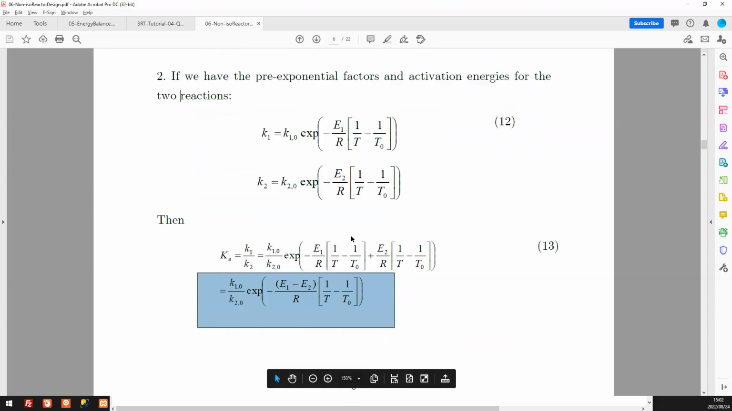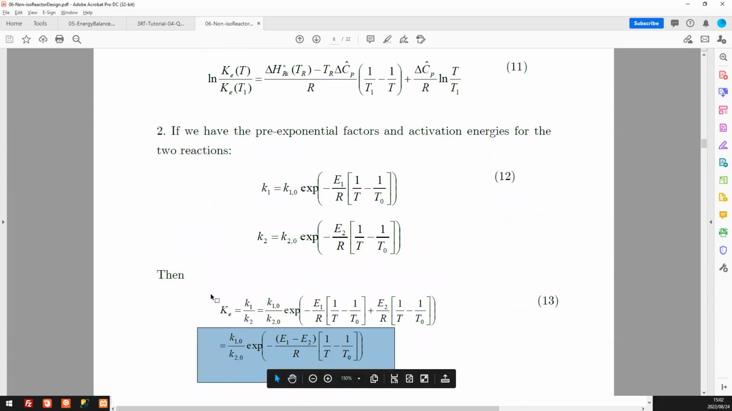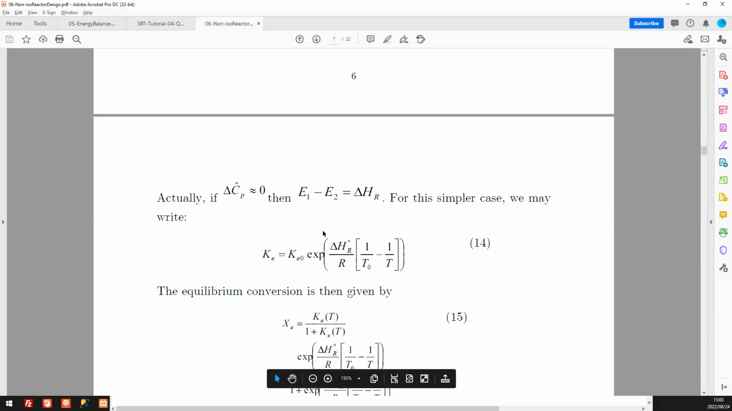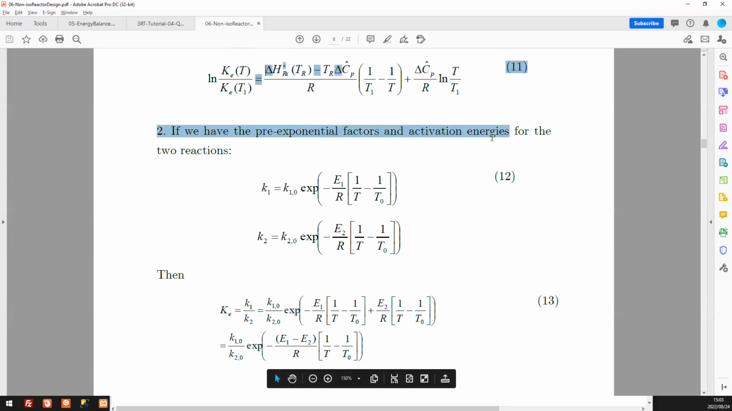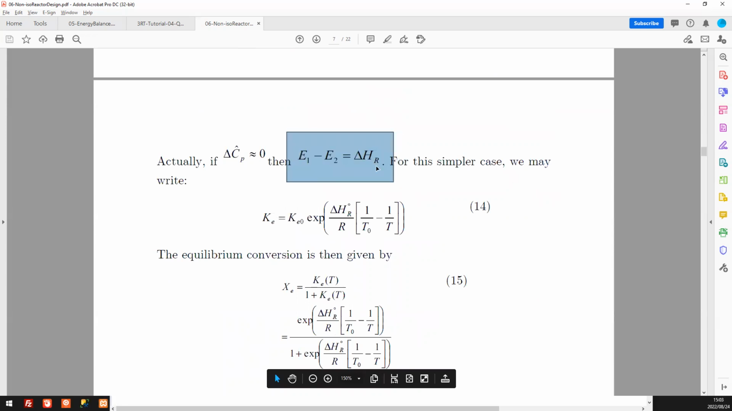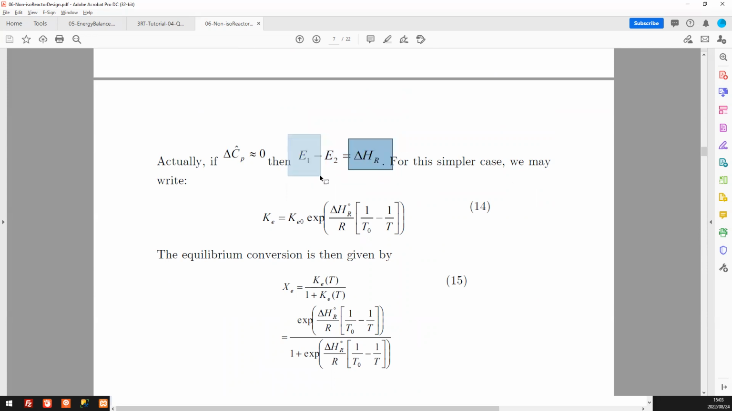If you take Ke at one temperature divided by Ke at another temperature, you can see where the temperature dependence arises. If you compare these two, just compare that 1 over T there with that there, you'll see that the two equations look the same. You can regard this as Ke at 0. So when you compare these two equations, you can see that delta HR is related to the activation energies this way: delta HR is equal to the activation energy of the forward minus the activation energy of the reverse.